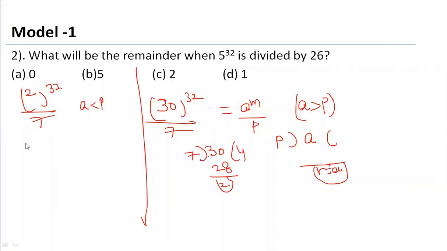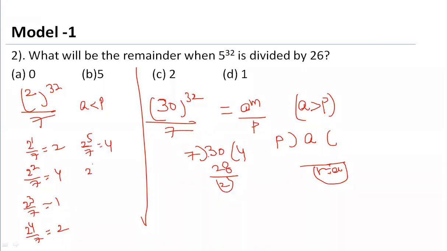You see here, 2 power 1 by 7. What's the remainder? 2. 2 power 2 by 7. What's the remainder? 4. Next, 2 power 3 by 7. What's the remainder? 1. 2 power 4 by 7. 2 power 4 is 16. Now what's the remainder? Again 2. I guess the cycle is repeating. 2 power 5 by 7. 32 by 7 now. Again the remainder is 4. 2 power 6 by 7. What's the remainder? 1. So without any delay, please tell me the answer for the question.